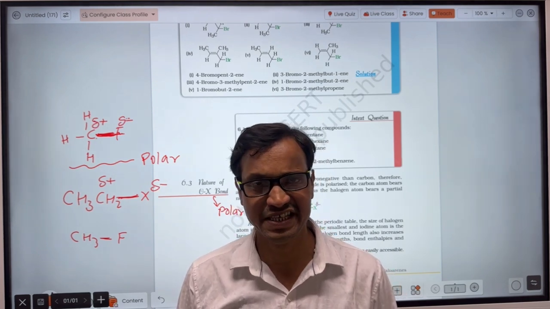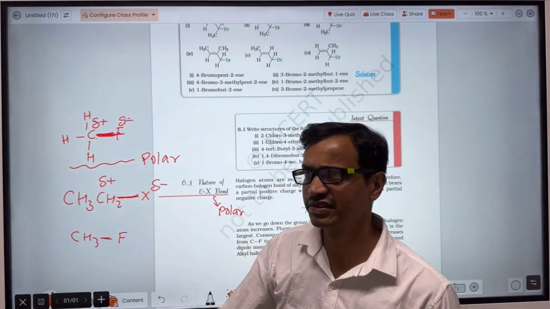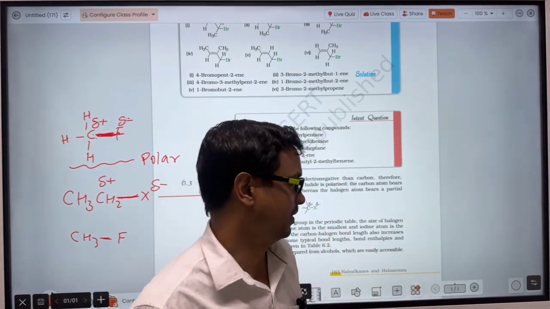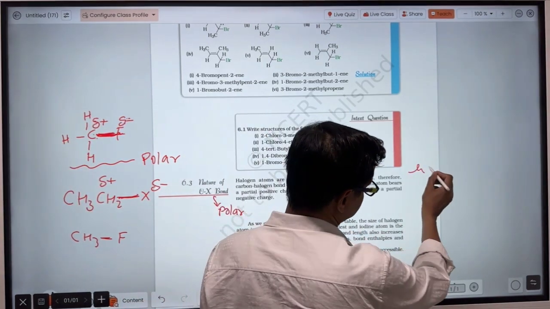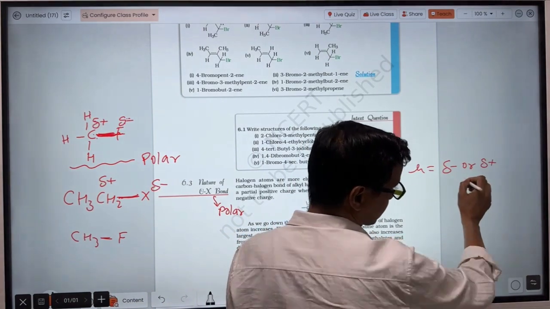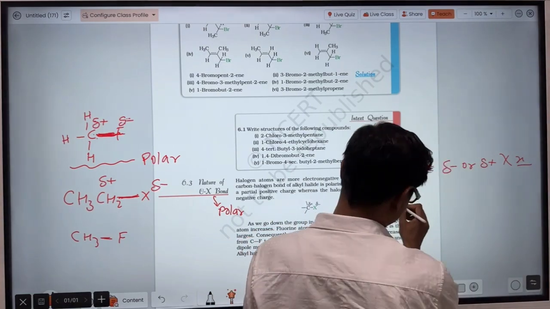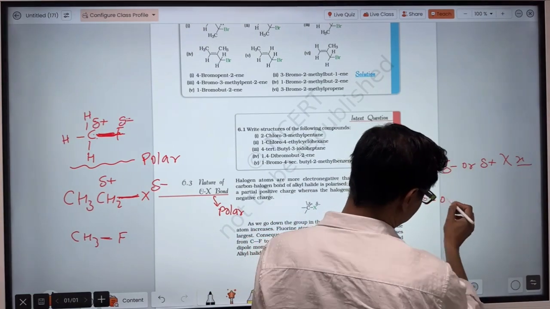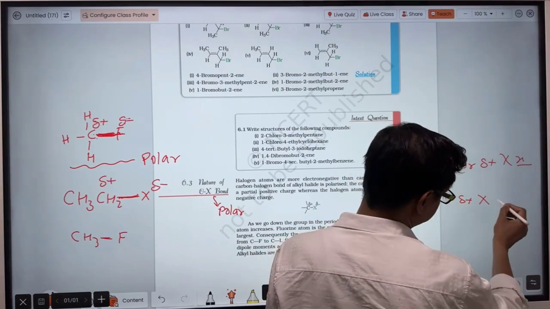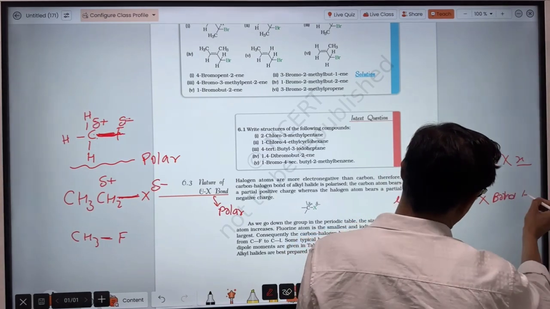That is, the C-X bond length and the magnitude of the negative charge on the halogen or the positive charge on the carbon. That means the dipole moment is equal to the magnitude of the negative charge or the positive charge on the carbon atom times the bond length.